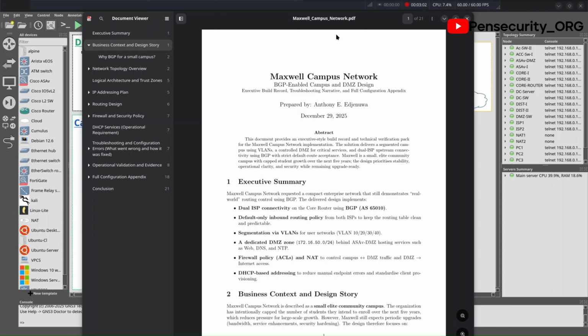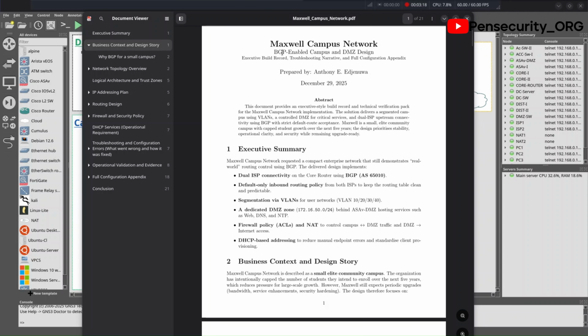So I will just read through the abstract and go through the executive summary and go to the IP addressing. Then we'll come back to the topology so we can address it together. So this first line says Maxwell Campus Network.